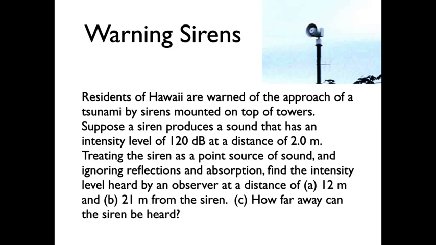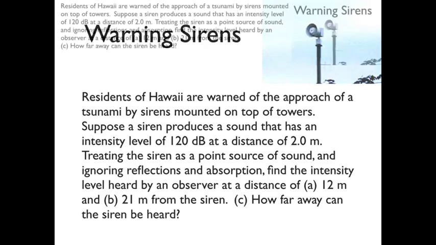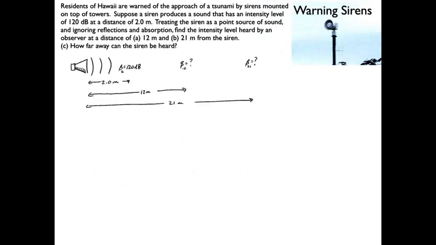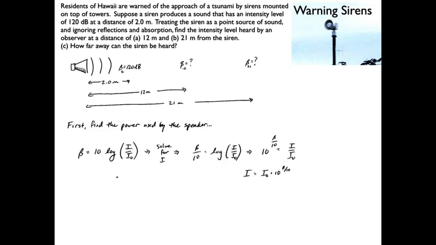Suppose a siren produces a sound that has an intensity level of 120 decibels at a distance 2 meters away from that siren. Treating the siren as a point source of sound and ignoring reflections and absorption, find the intensity level heard by an observer that's 12 meters away, 21 meters away, and how far away can the siren be heard? Well, I find it helpful to sketch myself a little drawing. I'm not sure if this is useful, but at 2 meters away we're measuring 120 decibels. So we want to know, how much do we get when we're 12 meters away? How much do we get when we're 21 meters away?